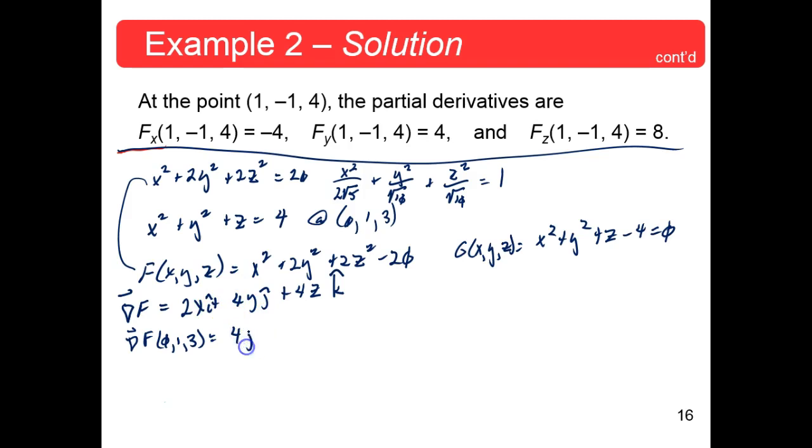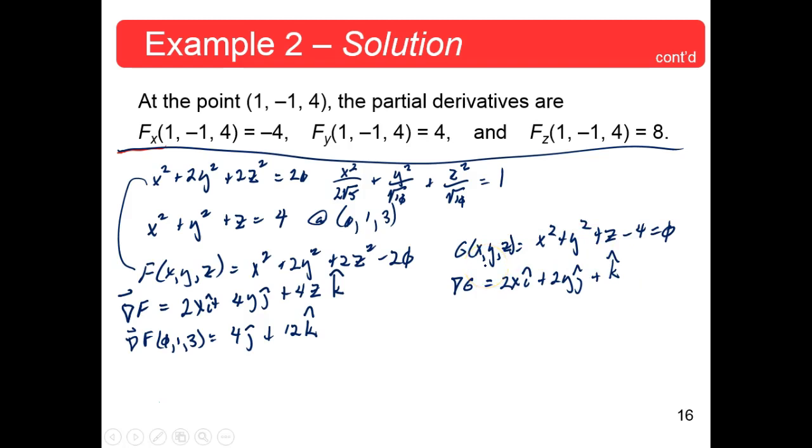For j, 12k. Okay, let's do, in some sense, the same type of thing for g. What's the gradient of g? 2xi, 2yj, plus k.